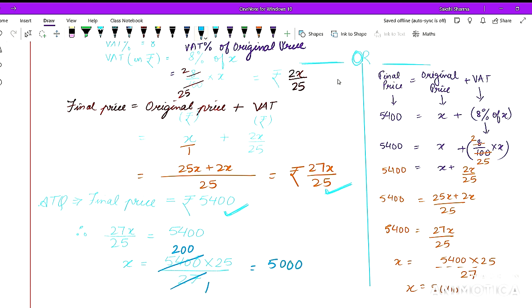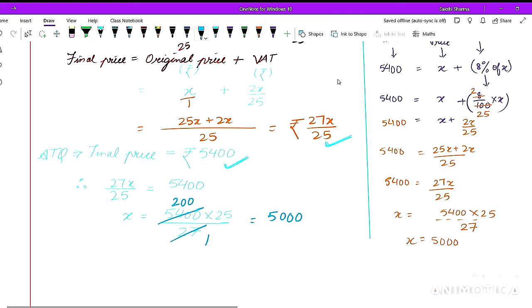So either way, the answer is the same. The original price, or the price of the hair dryer before the VAT was added, before the tax was added, is 5,400, sorry, 5,000 rupees.